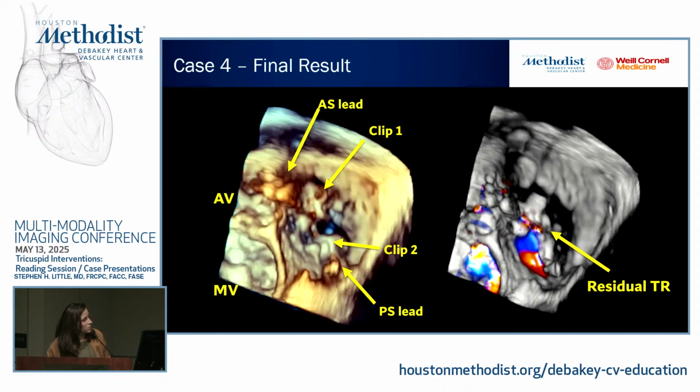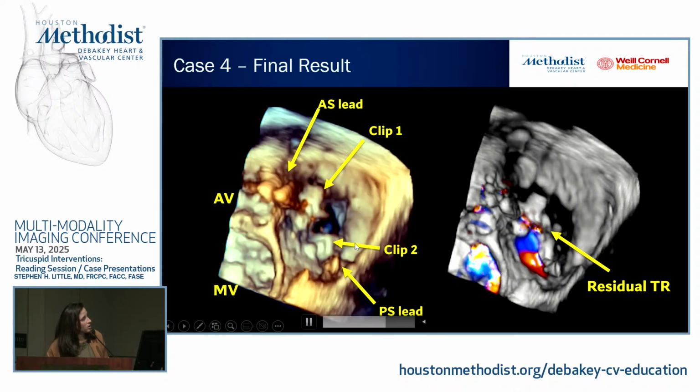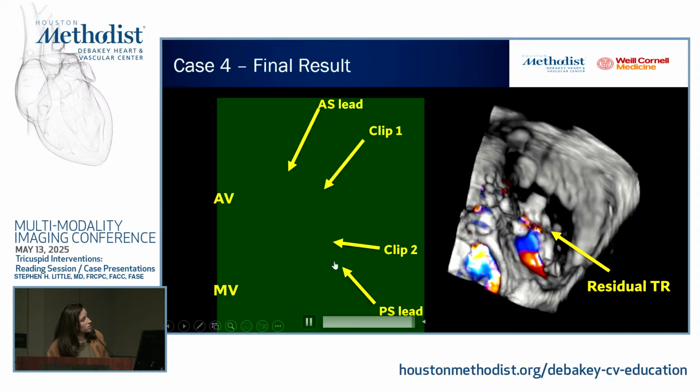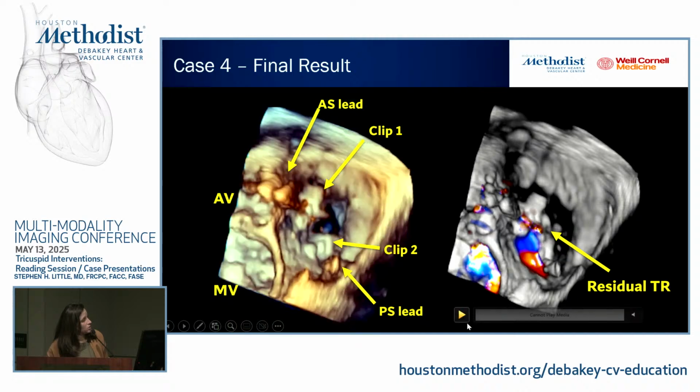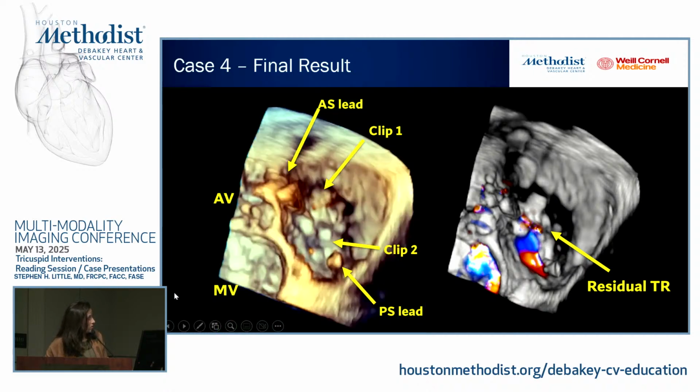And in this case, it was interesting because we jailed both leads with the clips. So this is the interoceptal clip, the posterior septal clip, the interoceptal lead, and the posterior septal lead. And this was our final result with mild TR. This video, unfortunately, I apologize, is not playing.